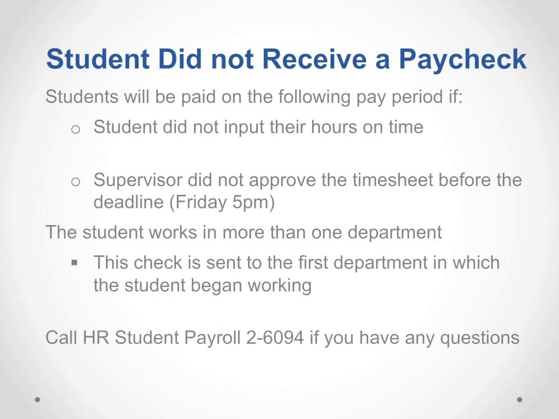There are a few reasons why a student did not receive a paycheck. Students will be paid on the following pay period if the student did not input their hours on time, or a supervisor did not approve the timesheet before the deadline, which is Friday 5 p.m. In addition, if the student works in more than one department, the check is sent to the first department in which the student began working. Call HRS Student Payroll if you have any questions.